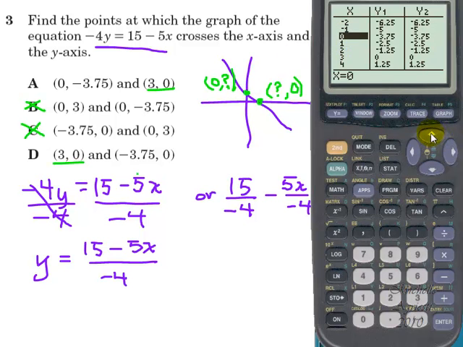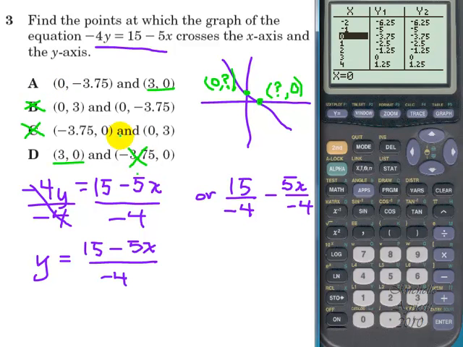And right up here, if we go look at that, here's when x is 0, y is negative 3.75. So this is close, but this is x is negative 3.75. So that is wrong. There's my answer. Calculator is very nice to use on these.